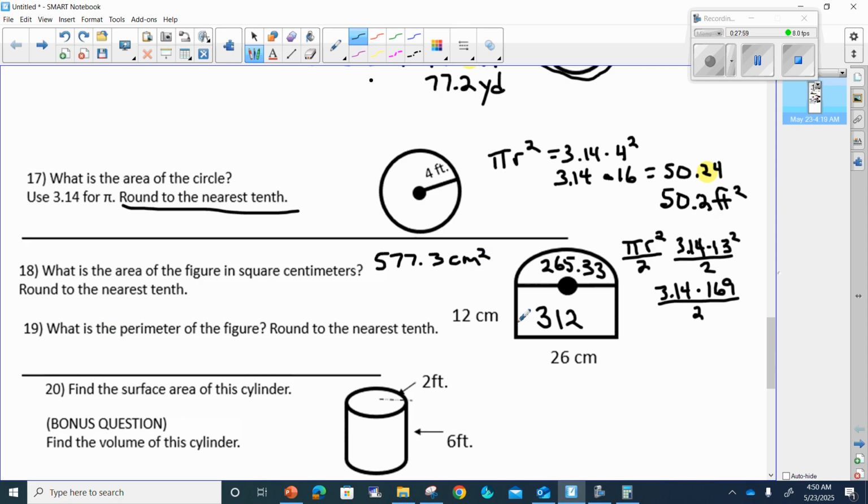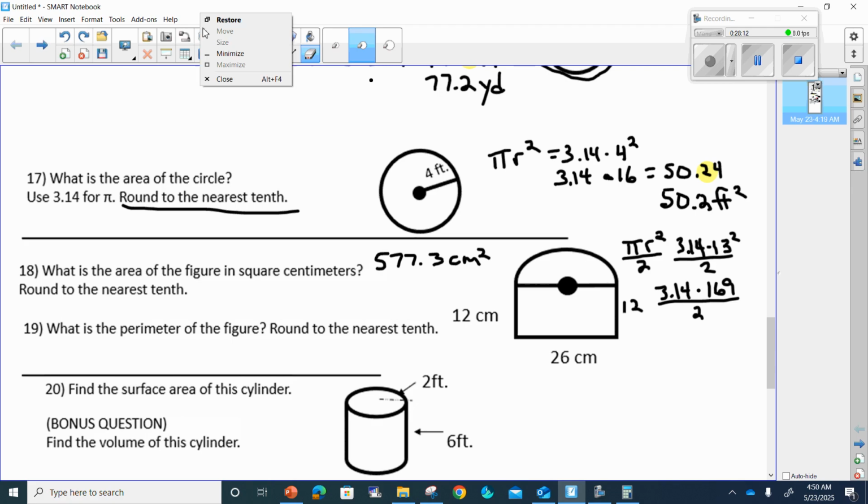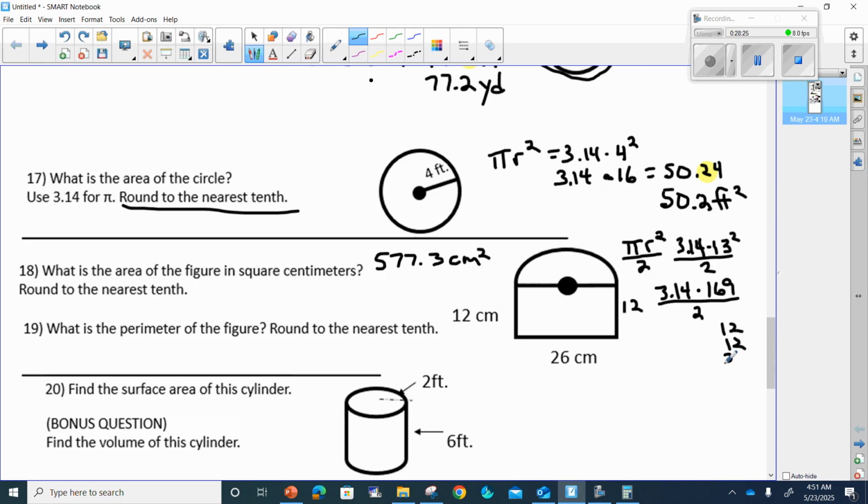Next one says find the perimeter. That's how far it is around the shape. To do this, I need to add up all the sides. If this is 12, I know this side is 12. So I can definitely add up all these together. 12 plus 12 plus 26. That's going to give me 50. So all the way around here is 50 centimeters.